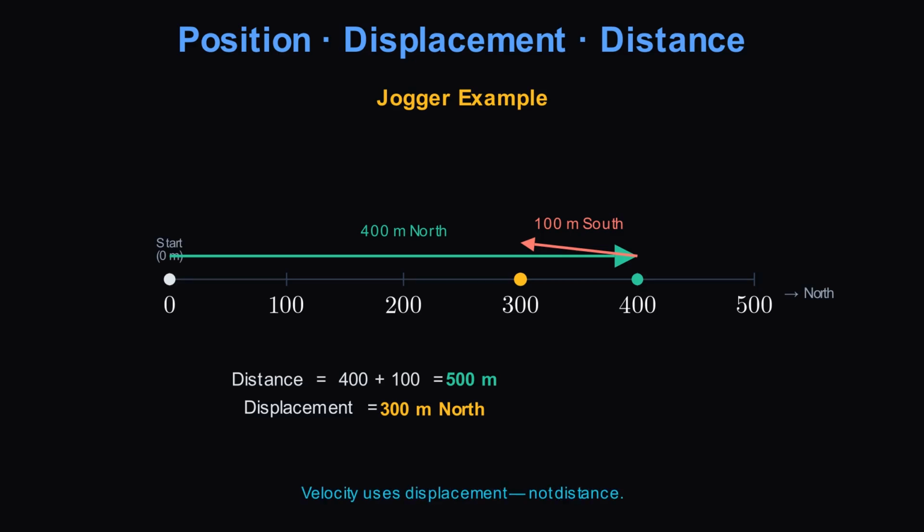This difference matters enormously in calculations. Velocity is defined in terms of displacement, not distance. When we later ask how much energy something has or how hard it hit the ground, the answer depends on displacement, not on how far it wandered along the way. How fast is the object moving and in which direction?